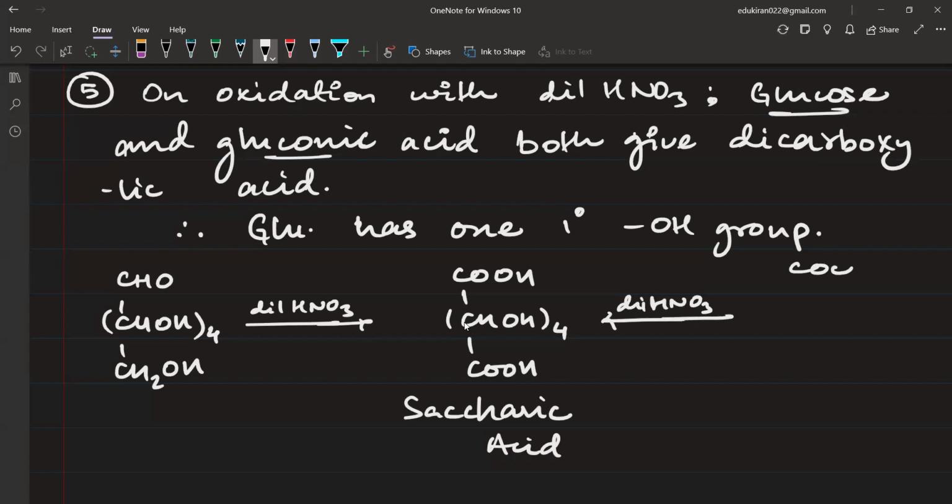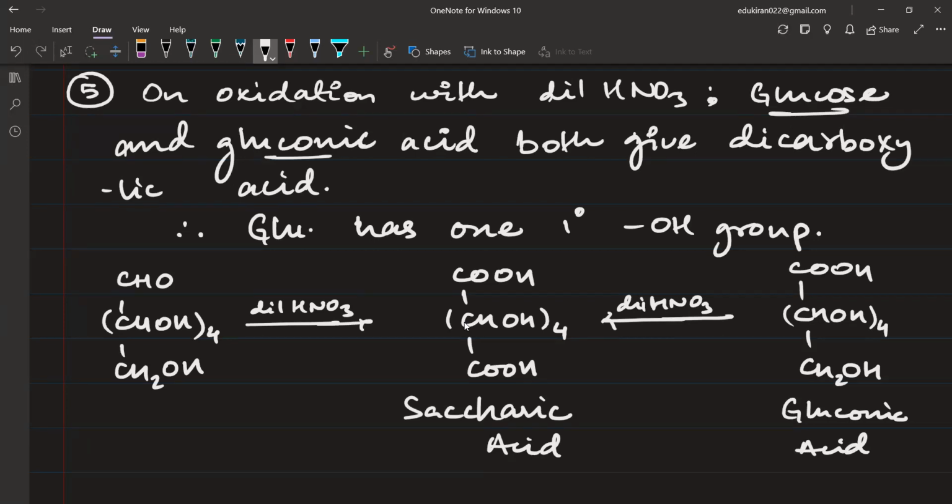You'll get this even if you have gluconic acid. CHO, CHOH whole 4 followed by CH2OH. Okay, so this is gluconic acid. और gluconic acid में आपको पता है कि आपके पास 5 OH ग्रुप है, उसमें से एक OH क्या है आपका? Primary है, that is why it is giving you saccharic acid, that is dicarboxylic acid, and this is glucose.